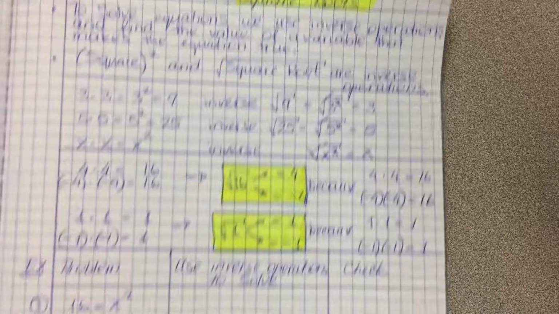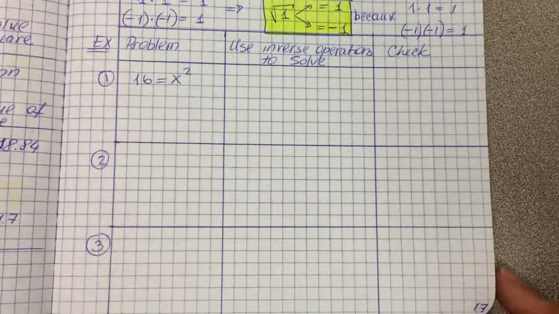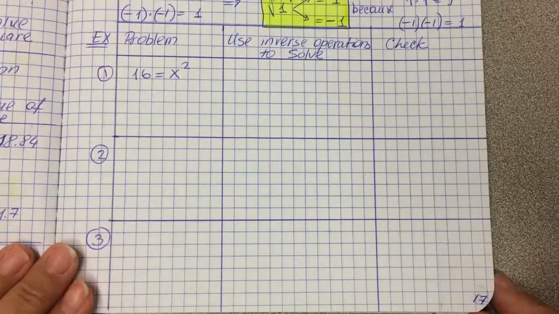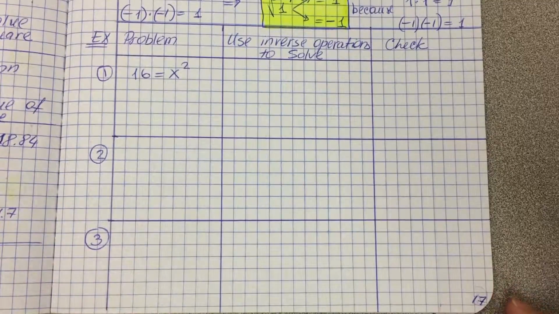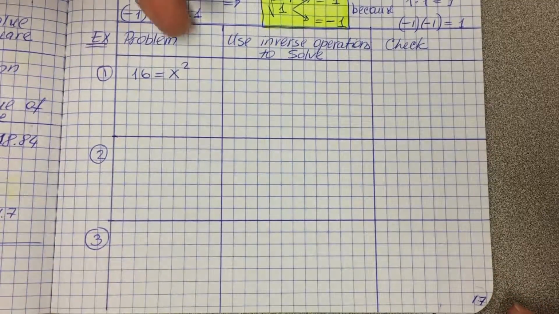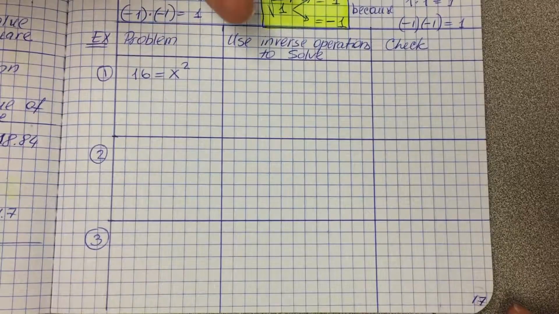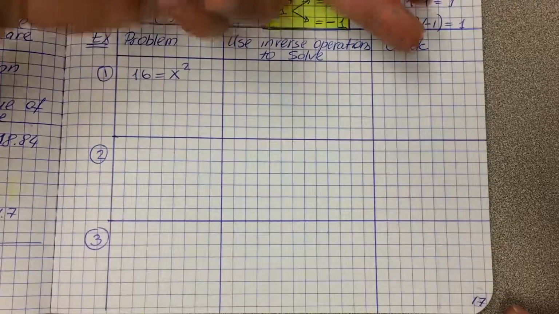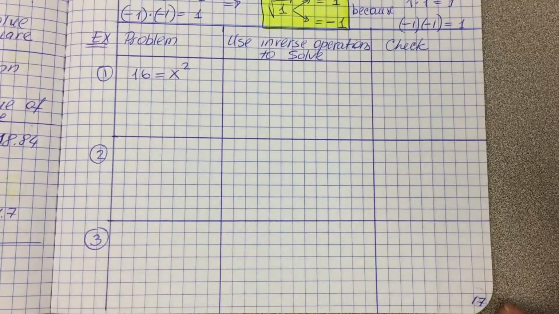Next, we'll look at a few examples. I'm going to show 3 examples. You can pause the video and draw the chart first. I'm going to have the problem, the meaning of the problem, how to use inverse operations to solve, and then how to check your answer.